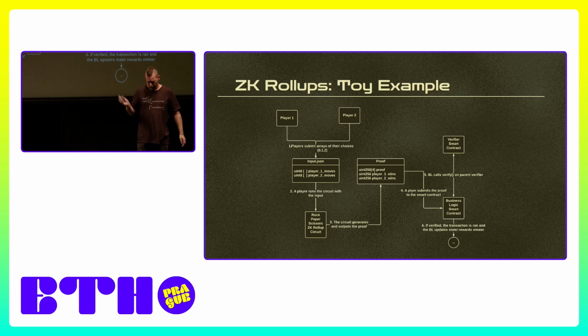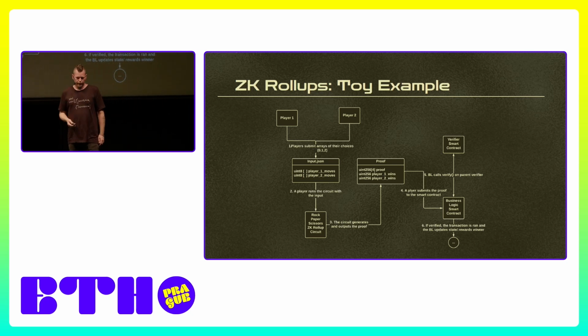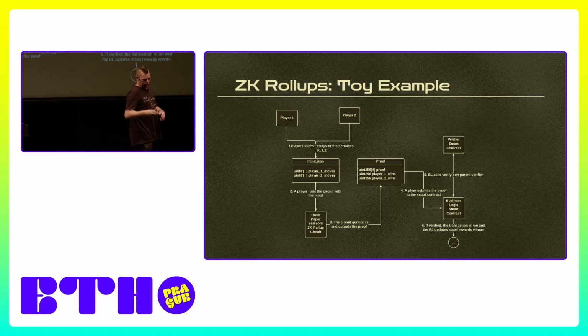So, a quick toy example. Say you wanted to play rock, paper, scissors between two people, and you wanted to do 10,000 rounds. You can't do 10,000 anything on Ethereum, period. It ain't happening. So in this case, you would take player one's 10,000 choices, 0, 1, or 2 for rock, paper, scissors, and player two's, and throw them into a JSON file that's just arrays of their moves. You put their arrays through the circuit.